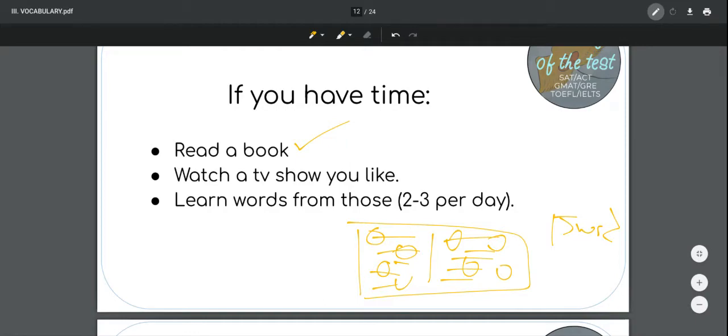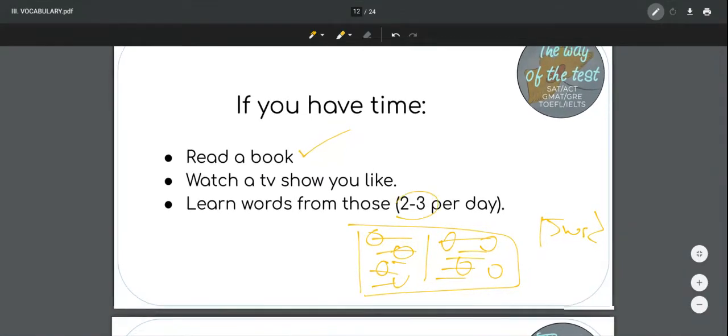It's useless. What you want to do is choose 2 or 3 words of those 15 that you don't know. Maybe there are 20, and you're just going to focus on those. You're just going to learn 2 to 3 words per day. More than that will be useless. You won't remember them. Again, you will get tired. It will be kind of a waste of time. So your goal, if you do have the time, is 2 to 3 words per day.